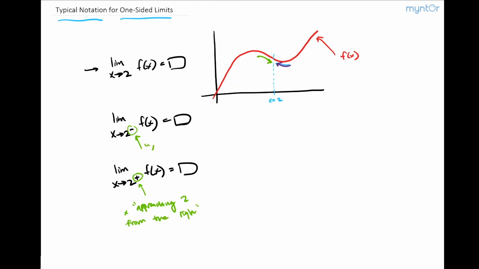And up here, this is x approaching 2 from the left. And what we're going to find is that each of these numbers may be different depending on whether you're approaching 2 from the left, from the right, or if you're looking at whether these two values converge.